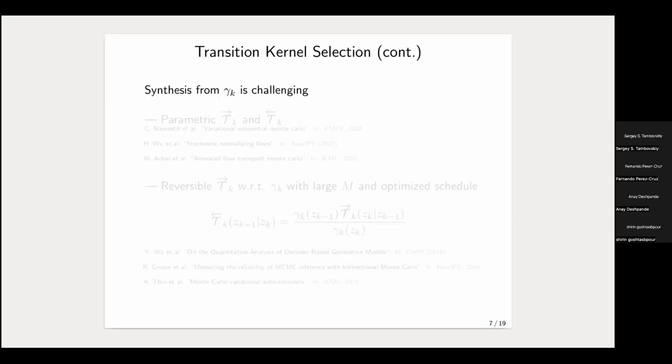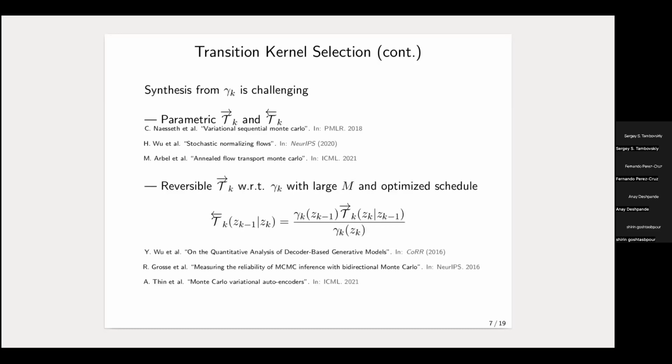But the ideal case doesn't happen very often. And what we see in the literature is that there are either parametric ways of definition of these transition kernels. Separately, we have to choose an architecture for the forward and for the backward transition kernels. They usually do this with Gaussian mixtures or normalizing flows, which are complex. Or there is another way, after fixing the annealing density path, in which we use reversible transition kernels with respect to each one of the densities that we have in our chain.